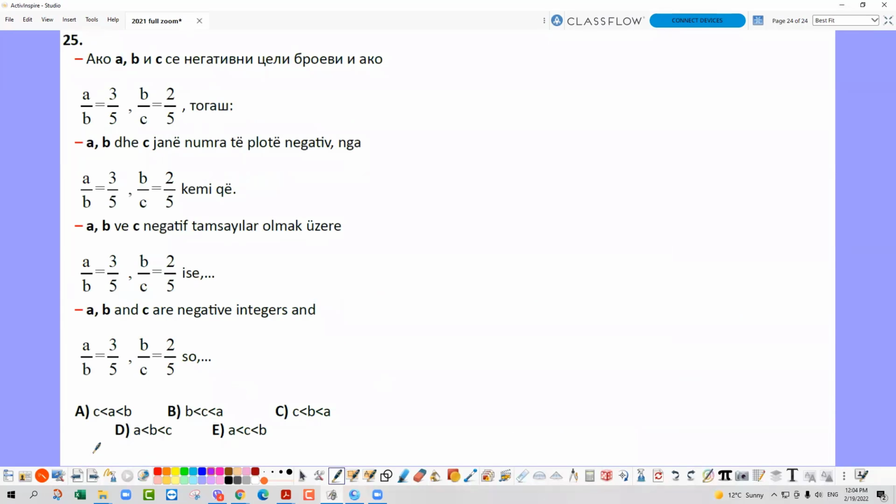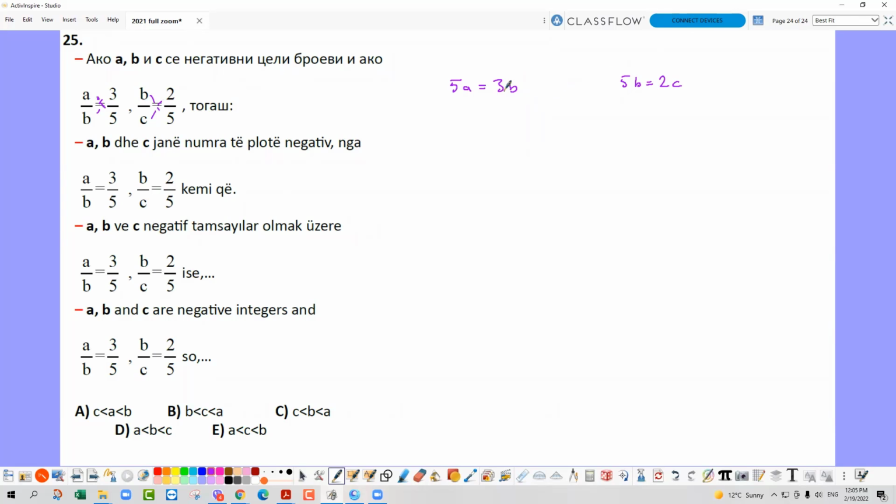Okay, this is the last question, and it is the end here. Here, there are A, B, C values, they are negative values. And the ratios between A and B, and B and C, are given. For this kind of numbers, we can cross multiply: 5 times A is equal to 3 times B, and 5 times B is equal to 2 times C.